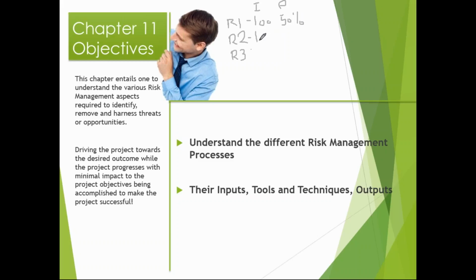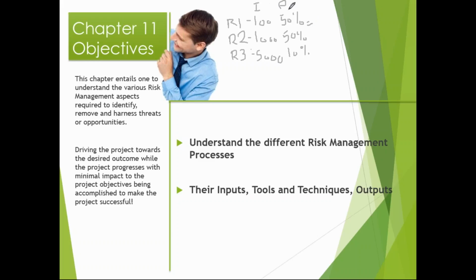Second risk is going to set you back by $1,000, and again, the probability is, let's say, 50%. Third risk is going to set you back by $5,000, and the probability is, let's say, 10%, right? So what is the overall risk that we have?